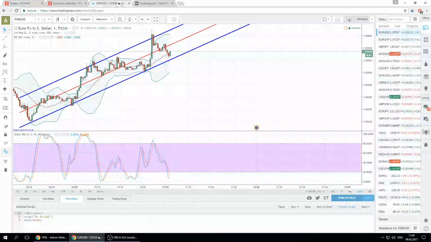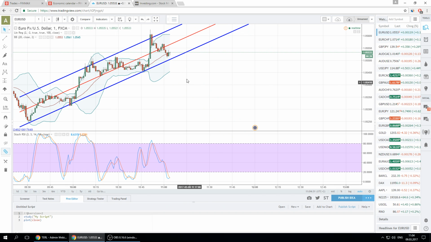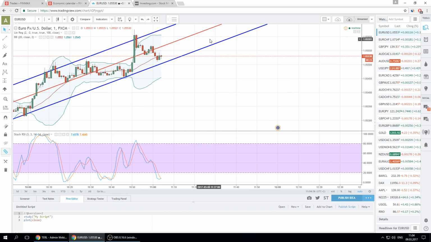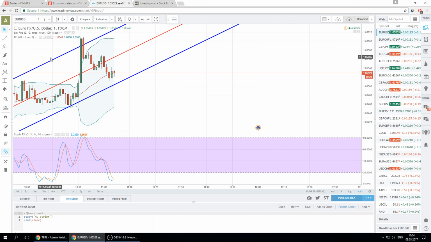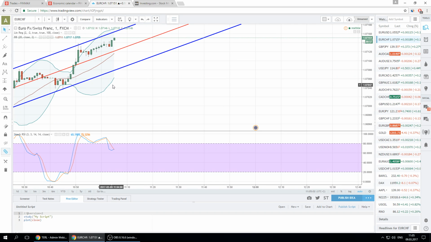So let's start with the Euro USD to see what's going on right now in the market, to see what trade we can open. Here you see the standard indicators that I'm using: linear regression, this one with the blue lines, Bollinger, and stochastic. The time frame is 1 minute. Right now the situation on the Euro USD is not clear, so I'm not going to open a trade on that. Here the same.